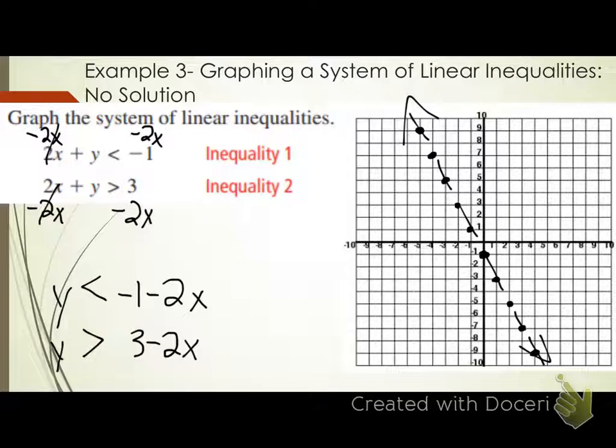Now let's graph the second one. What's my y-intercept? 3. Put a point at 3 on my y-axis. And once again, what's my slope here? Negative 2 over 1. Same thing as my first one, right? Right. Down 2, right 1, and up 2, left 1. Solid or dashed line? Dashed.